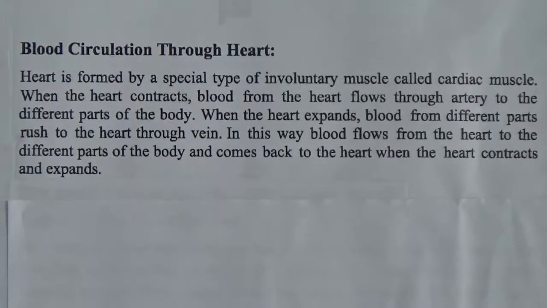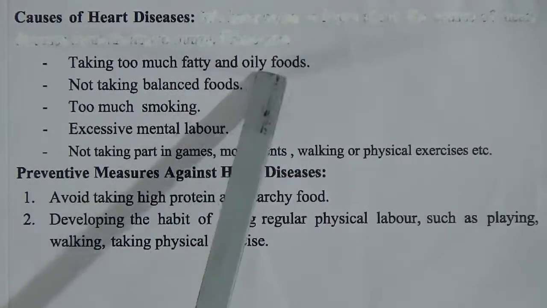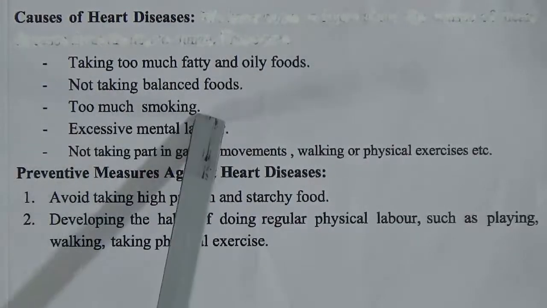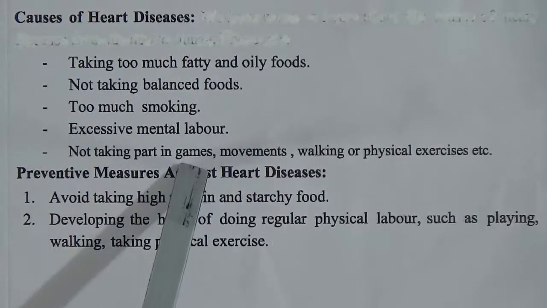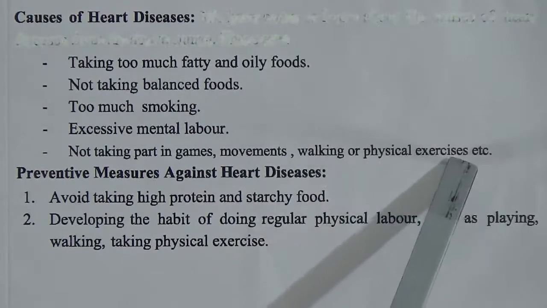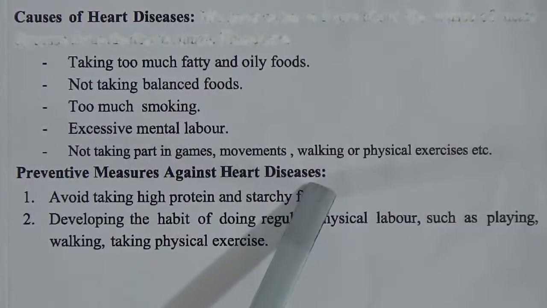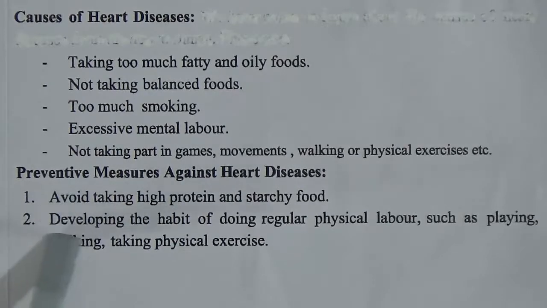Now, causes of heart disease. Taking too much fatty or oily food, not taking balanced food, too much smoking, excessive mental labor, not taking part in games, movements, walking or physical exercises, etc. Preventing measures against heart diseases: avoid taking high protein and starchy food. Develop the habit of doing regular physical labor such as playing, walking, and taking physical exercise.